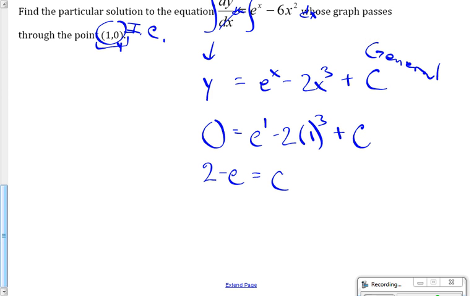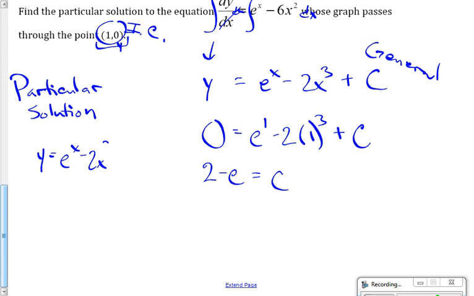Will you just convince yourself of that before we move on? So the particular solution is y equals e to the x minus 2x cubed plus 2 minus e. I'm going to set that c value off in parentheses. You don't need to. It's not right or wrong either way. I'm going to set it off in parentheses there to just kind of distinguish it as the c value. Questions so far?